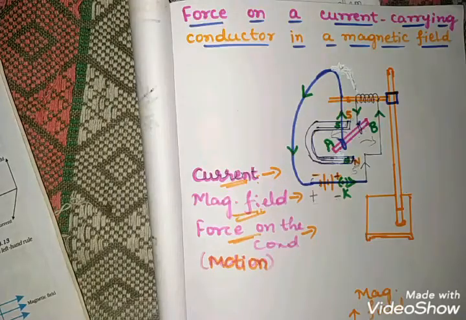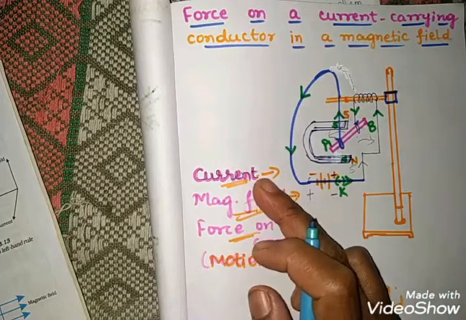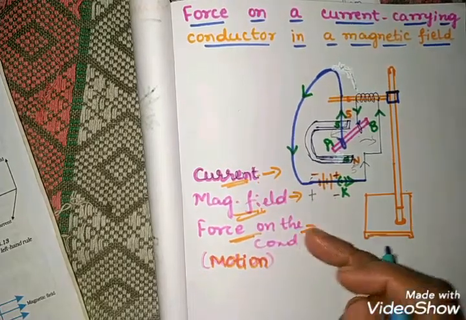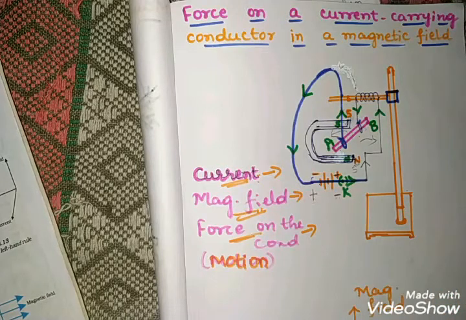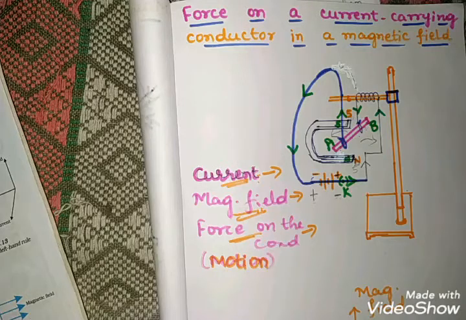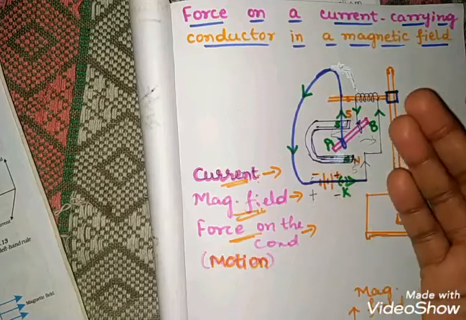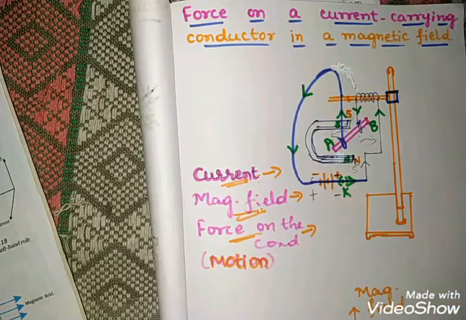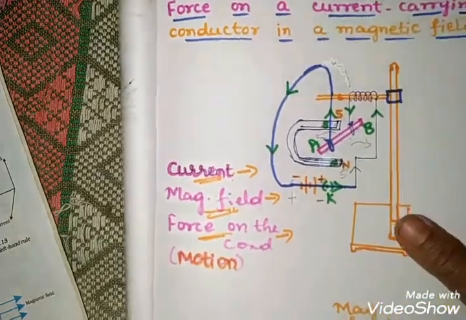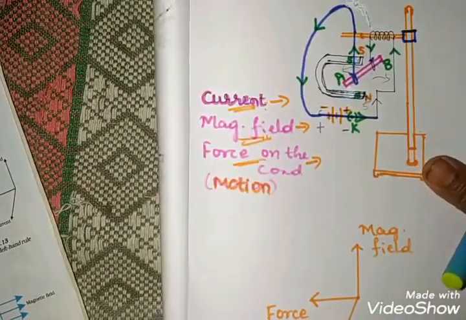Children, we were studying the relationship between three factors: current, magnetic field, and force on the conductor. A current carrying conductor kept in the magnetic field experiences force. That is the principle we can use here, children. By this activity, we can infer that principle. Always there will be a force acting on a conductor carrying current kept in the magnetic field.